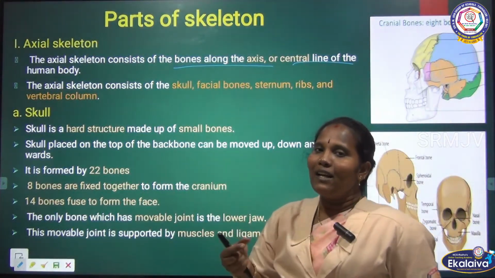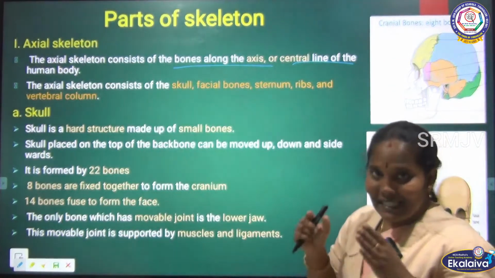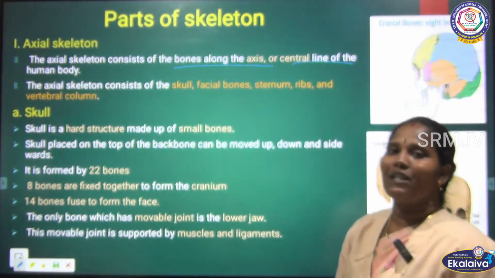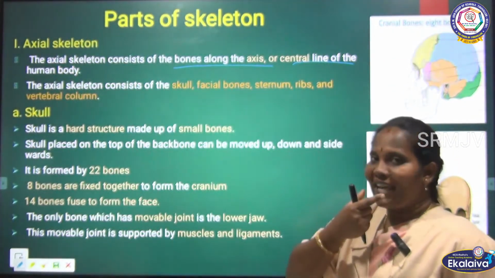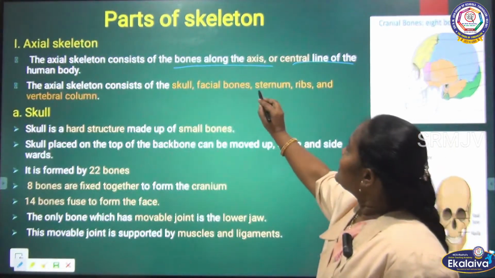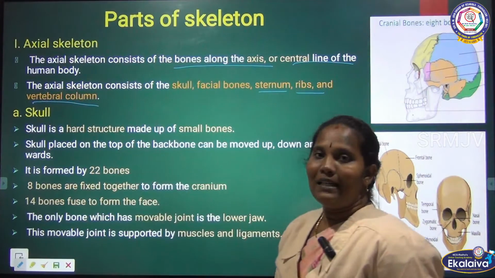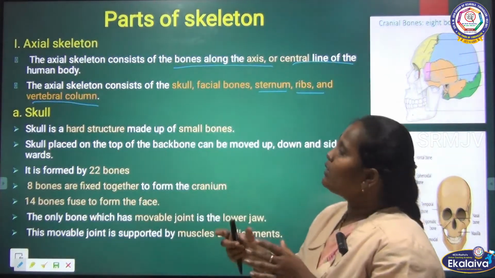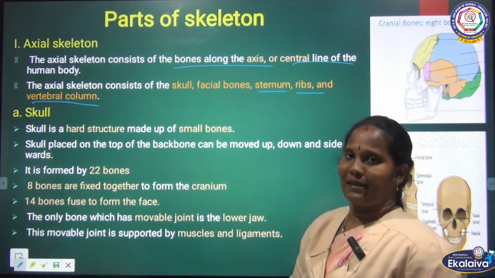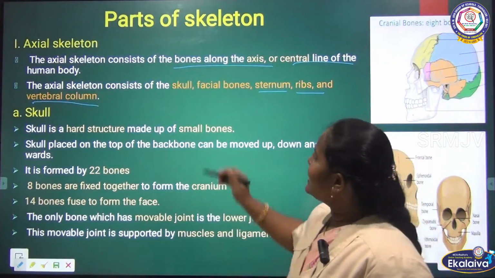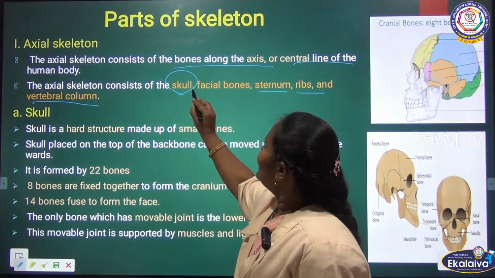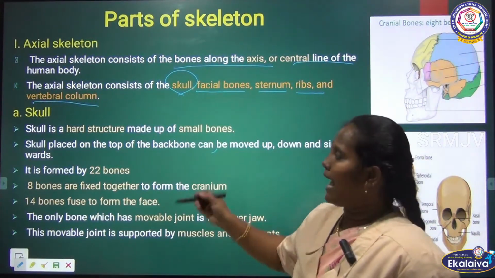It is the central or axial bones. This axial skeletal system consists of the skull, face bones, sternum, ribs and vertebral column. All these bones joined together make this axial skeletal system. Clear? First we have to see the skull. Okay, the skull and facial bones we have to see here.